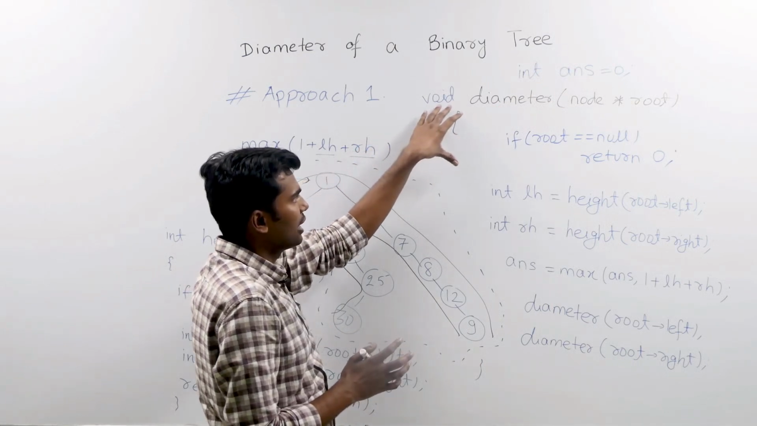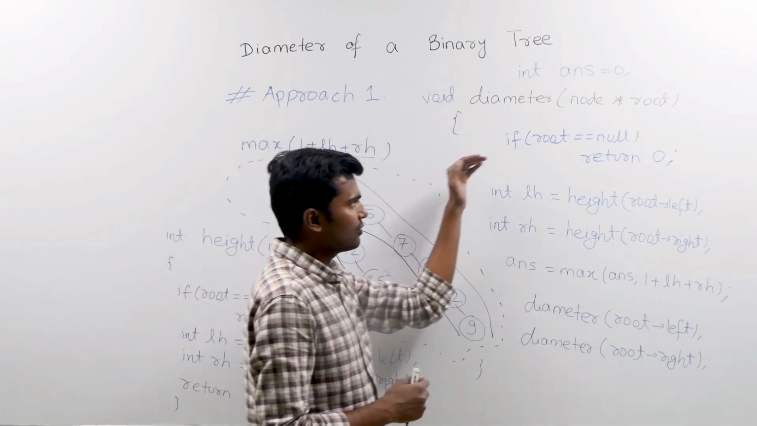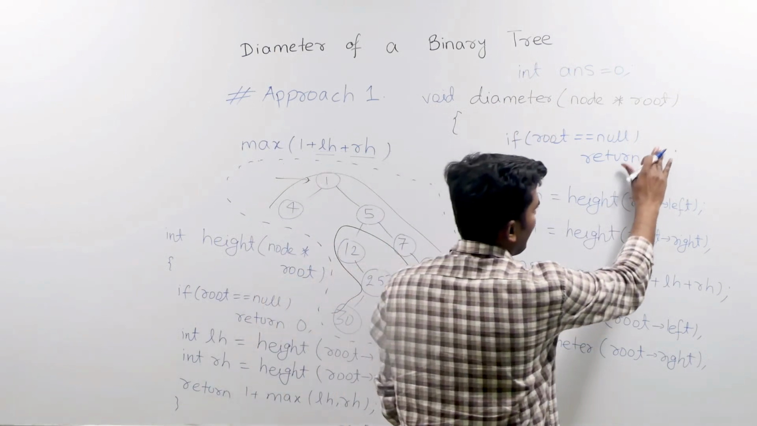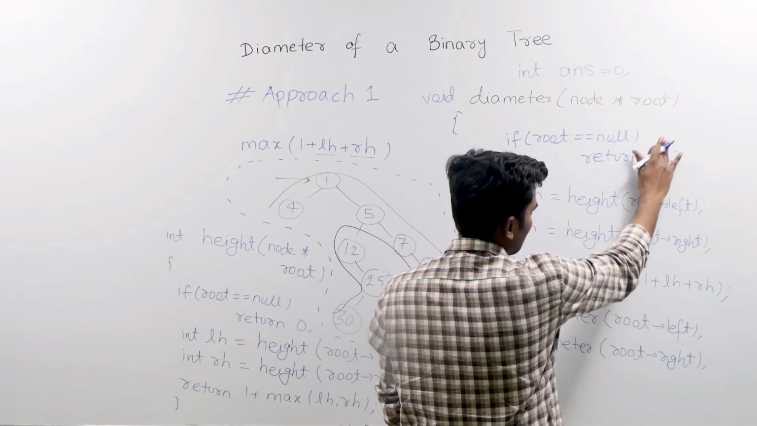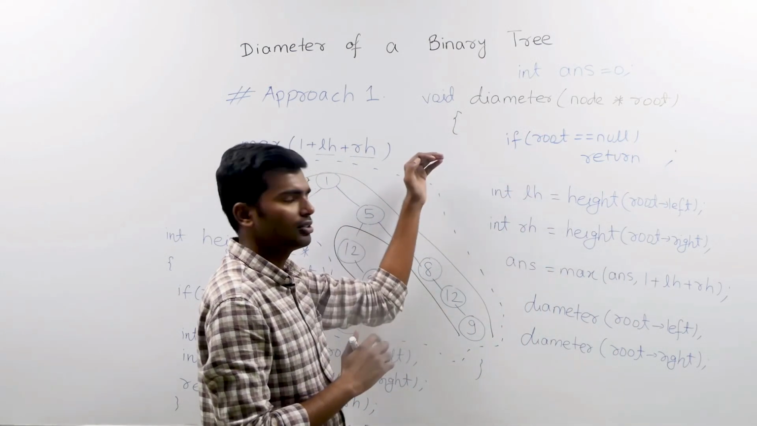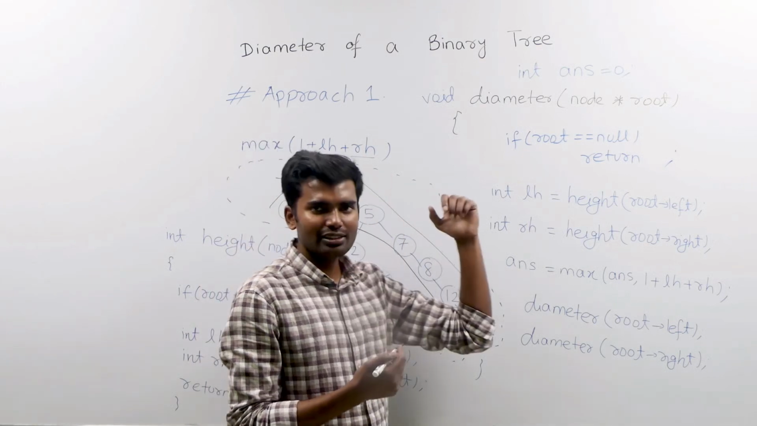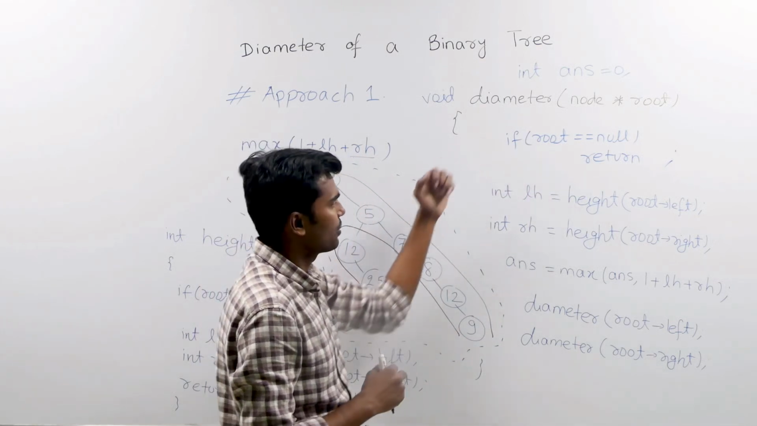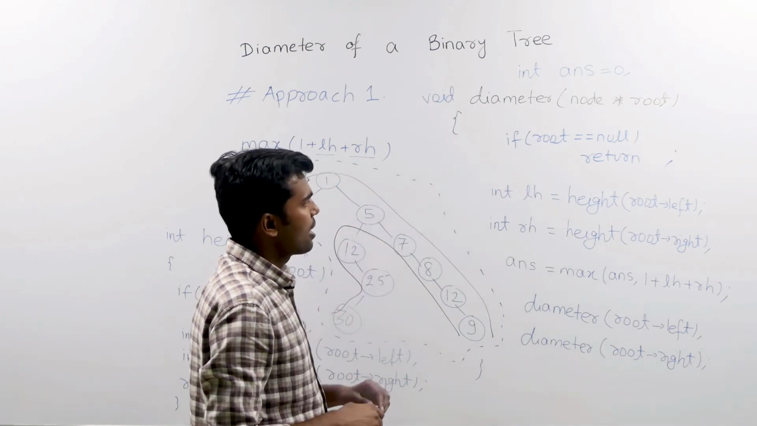It is of y type. So the base case is if the root is null, then it will simply return nothing. I'll return simply from that portion. So the base case is if the root is null, then I'll return from that, and I'll do nothing after that.